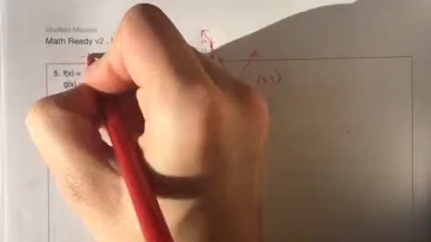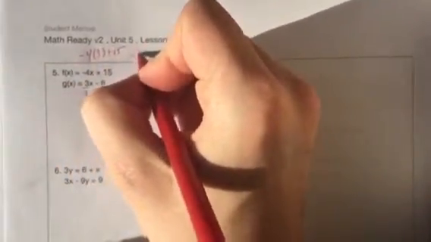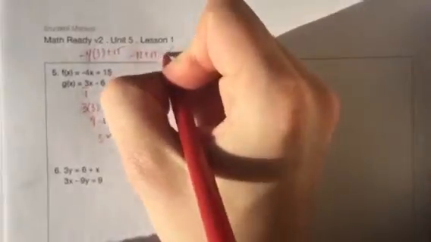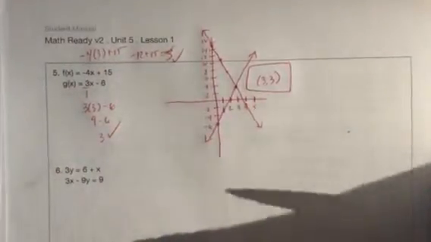I can plug it in the top. -4 times 3 plus 15, that's -12 plus 15, which equals 3. So that checks. So we know that we did that correctly.